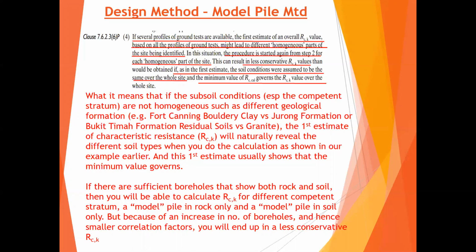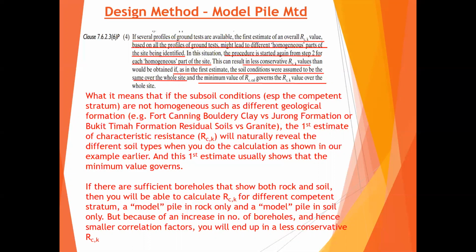Now, if there are enough boreholes, can you imagine, let's say today you have 10 boreholes, and they all show rock and soil. Then you are able to calculate the characteristic value for rock and one for soil. But because you have 10 boreholes now, your correlation factors are smaller, resulting in a bigger characteristic resistance. So actually, you end up with a less conservative characteristic resistance. Okay, so let's say you have 10 boreholes, 5 boreholes show soil, 5 boreholes show rock.